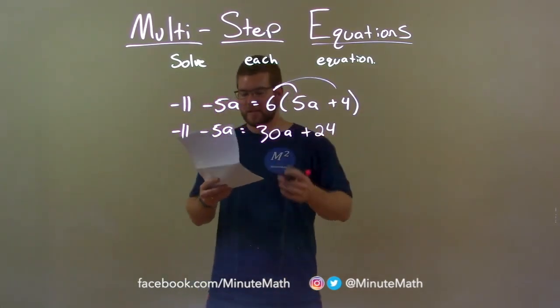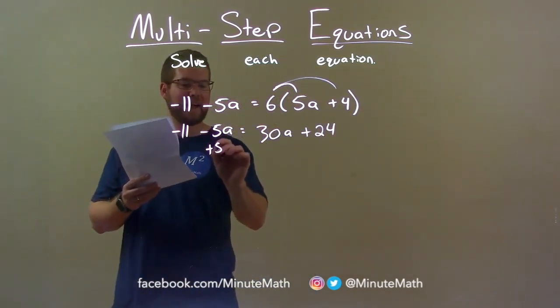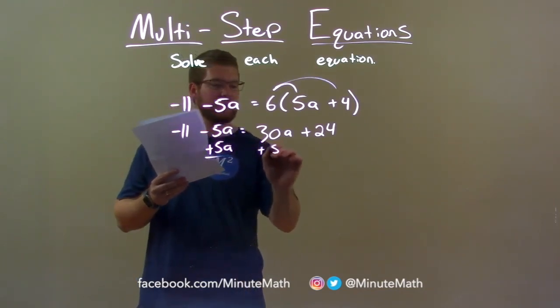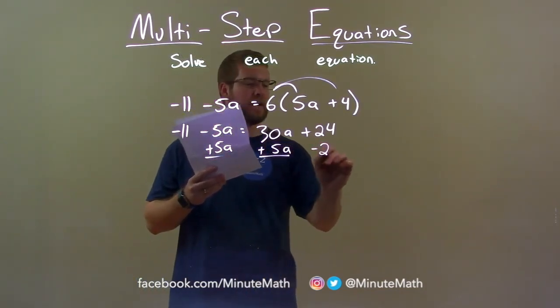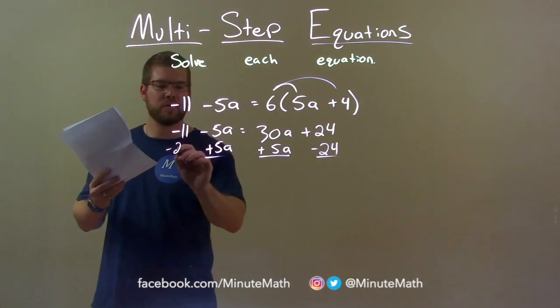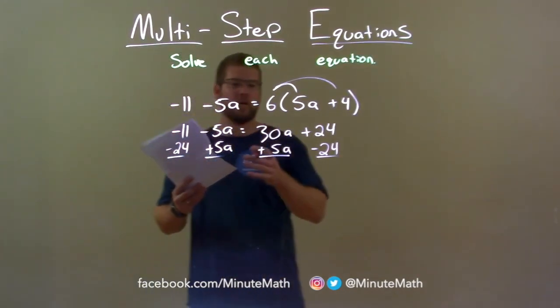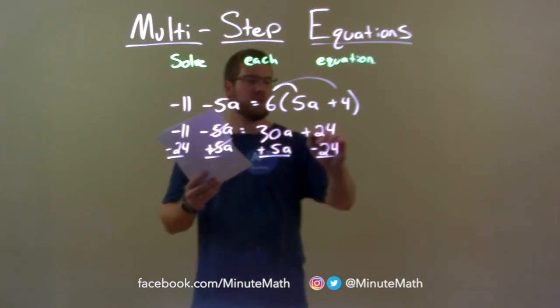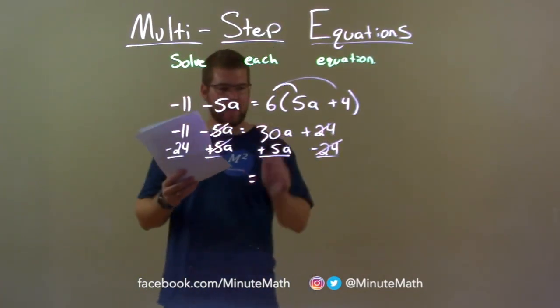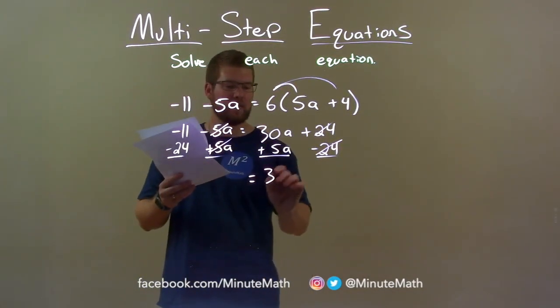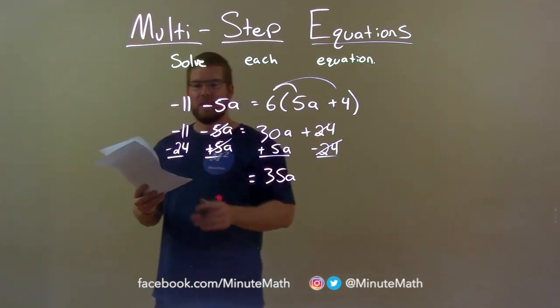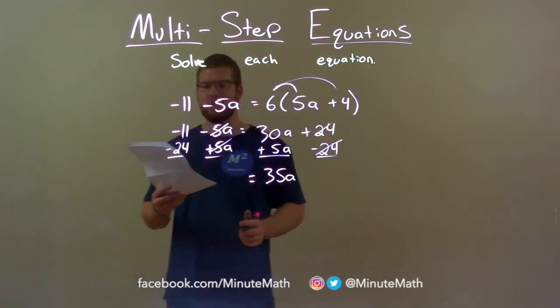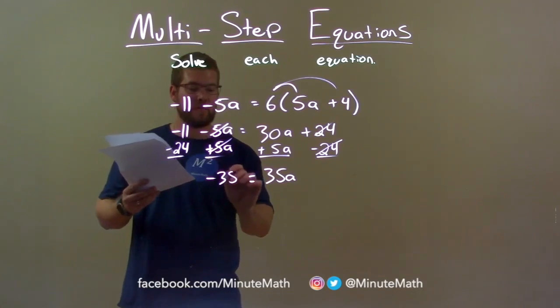Now I want to bring my like terms together, so I'm going to actually add a 5a to both sides and subtract a 24. Bring my numbers to the left and my variables to the right. 5a's cancel on the left, 24's cancel on the right, and on the right I'm left with 30a plus 5a is 35a. And on the left, negative 11 minus 24 is a negative 35.